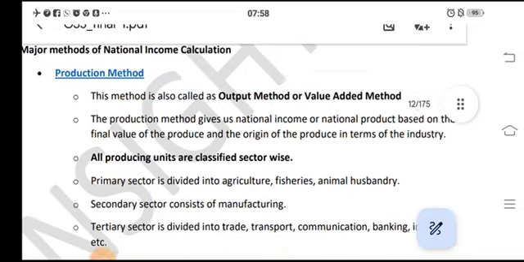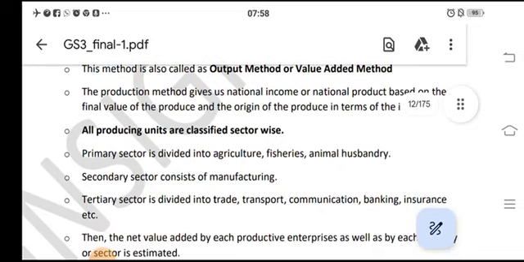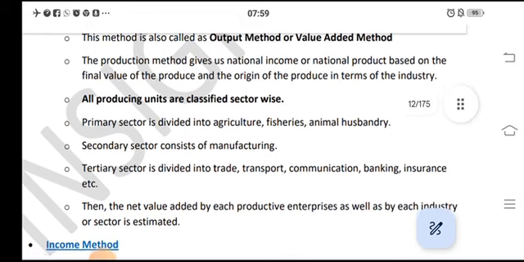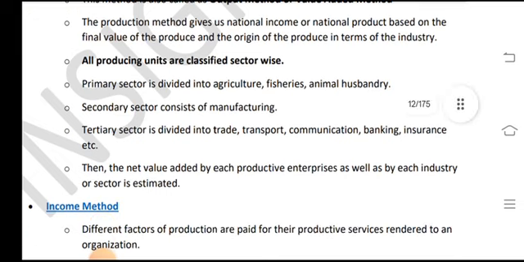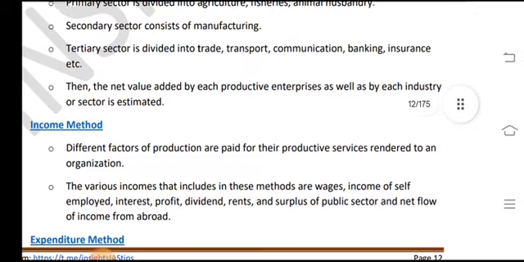The production method, also called the output method or the value added method, gives us the national income based on the final value of production and the origin of the production. In terms of industries, all the producing units are classified sector-wise. The primary sector is divided into agriculture, fisheries and animal husbandry. The secondary sector consists of manufacturing, and the tertiary sector is divided into trade, transport and communication, banking, insurance, etc.